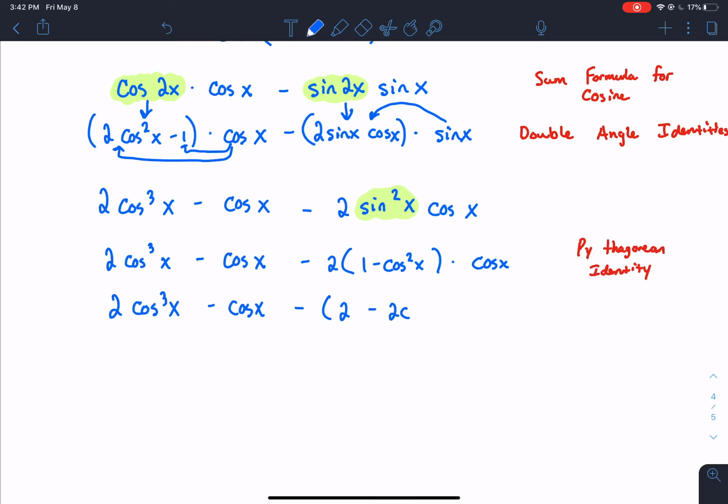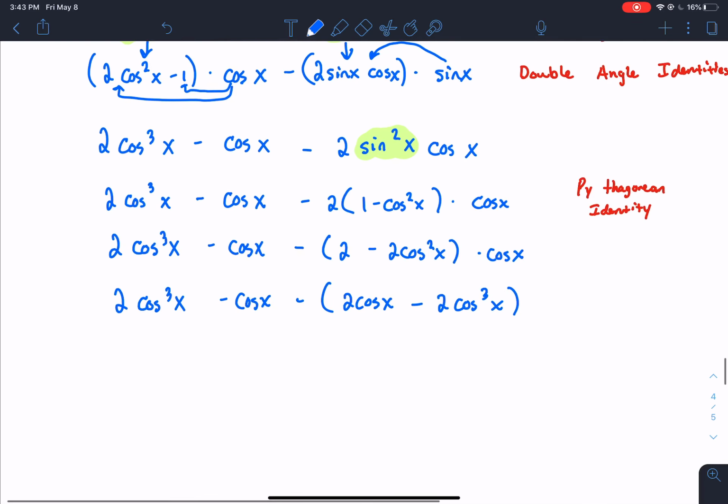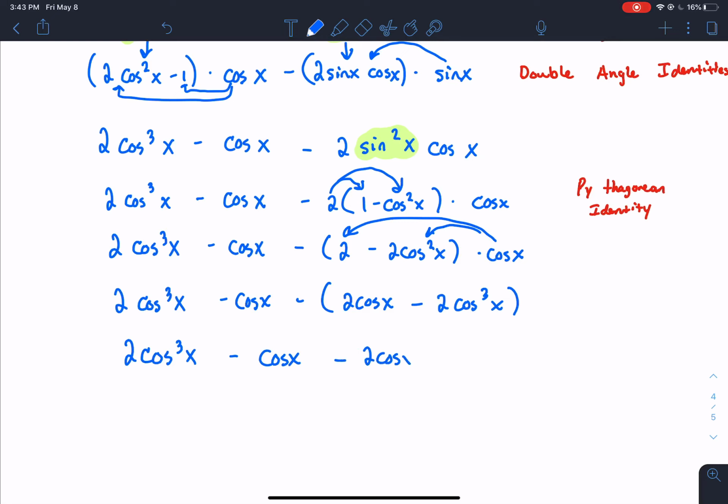Minus 2 times 1 minus cosine squared times cosine. All right, so for that part, first I distributed the 2, okay, and then I distributed the cosine. Okay, now I'm going to distribute my negative. So 2 cosine cubed of x minus cosine of x minus 2 cosine of x plus 2 cosine cubed.